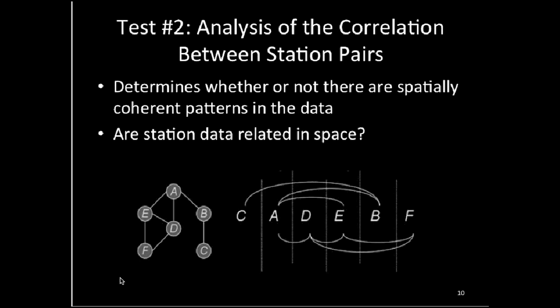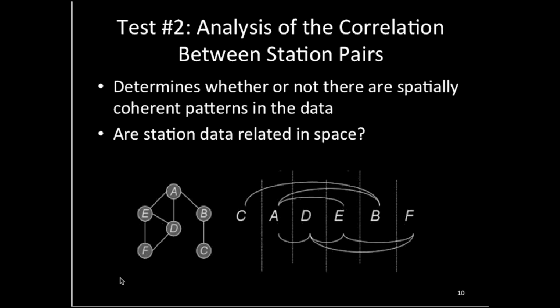So the second test that we did was to calculate the correlation between actual observations at different points in the network. We did this to determine whether or not there are spatial patterns captured within the data.